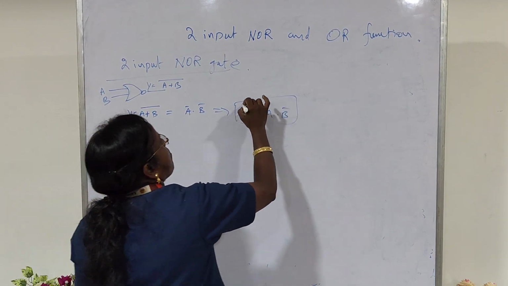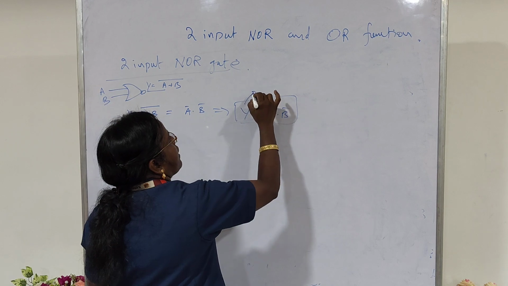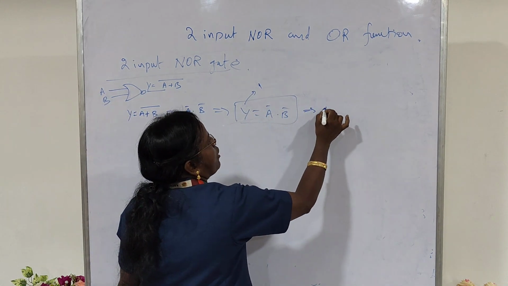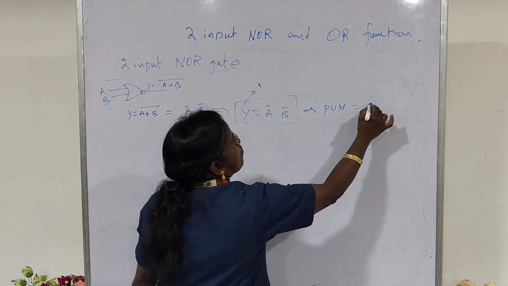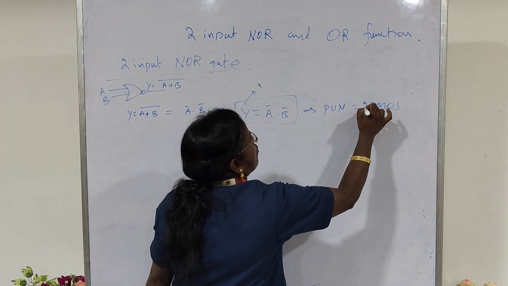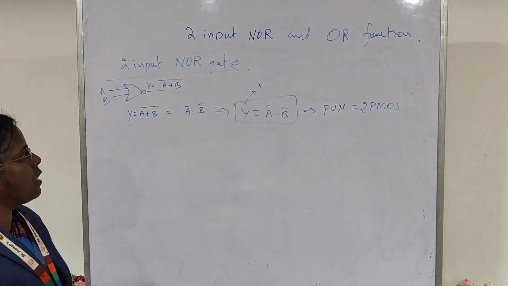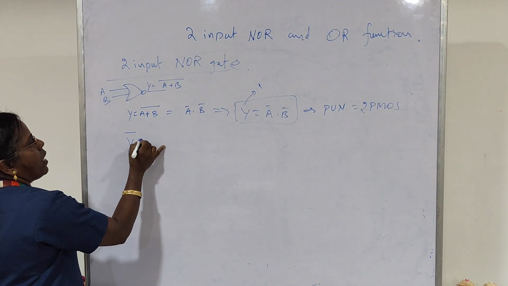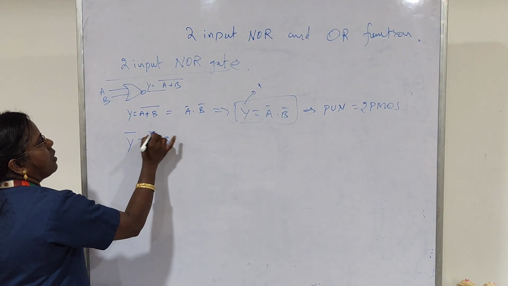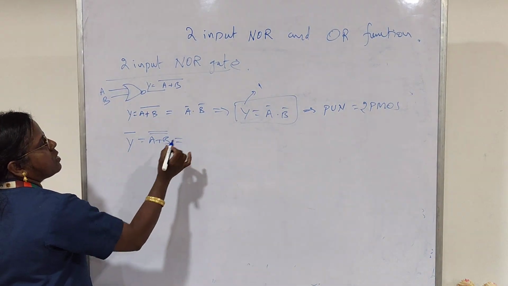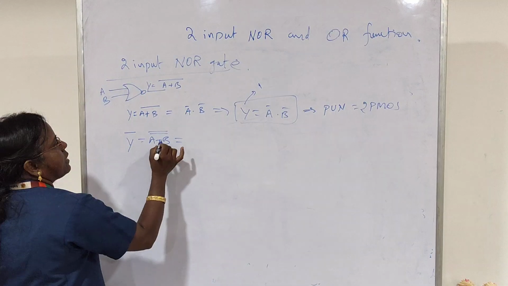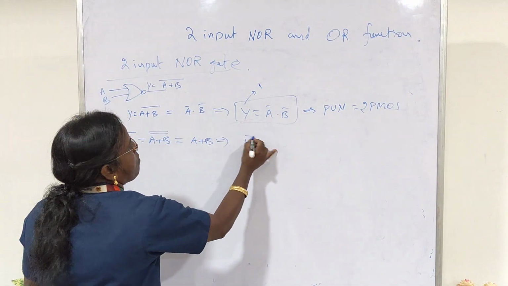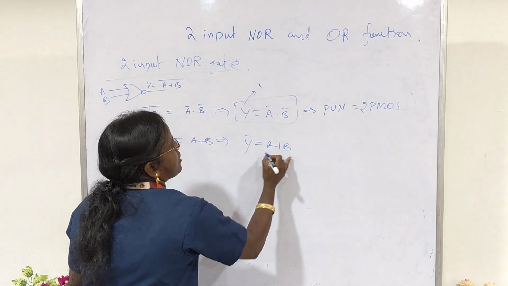Here Y, the normal output variable, will take the value of logic 1, which can be implemented using the pull up network with 2 PMOS transistors. The same way, if we take the complement of this function, Y bar equal to A plus B the whole double bar, the double inversion cancels, and it becomes A plus B. That means we have the Y bar function equal to A plus B.